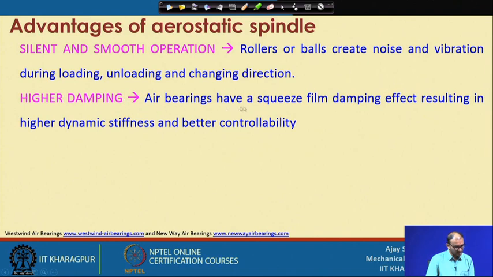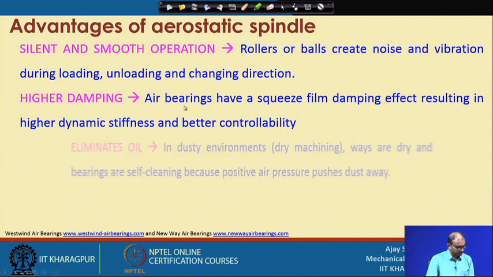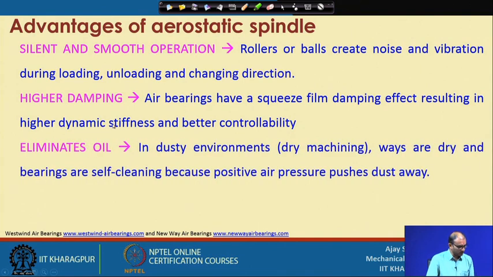Higher damping. The air bearings have the squeeze film damping effect, resulting in higher dynamic stiffness and better controllability. That means, we have seen that if there is a variation in the forces, because of that variation, this air bearing will automatically adjust itself and there is no problem in the stiffness. Eliminate oils, because we are not using oil or anything in a dusty environment or dry machining. When you do not use oil, there are many times very fine particles actually spreading all over the machine surface as well as around the machine part. Ways are dry and bearings are self cleaning because of the positive air pressure which pushes dust away.